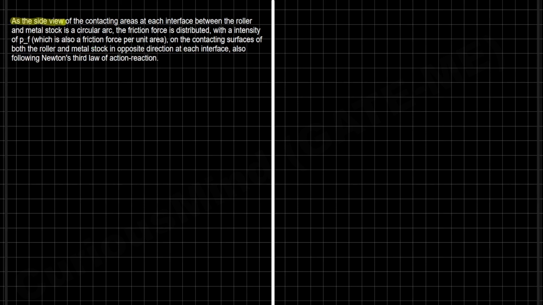As the side view of the contacting area at each interface between the roller and metal stock is a circular arc, the friction force is distributed with an intensity of Pf that can vary along each interface, which is also a friction force per unit area on the contacting surfaces of both the roller and metal stock in opposite direction at each interface.